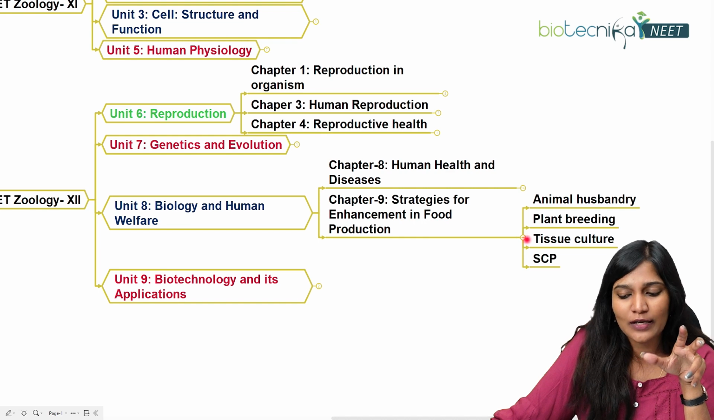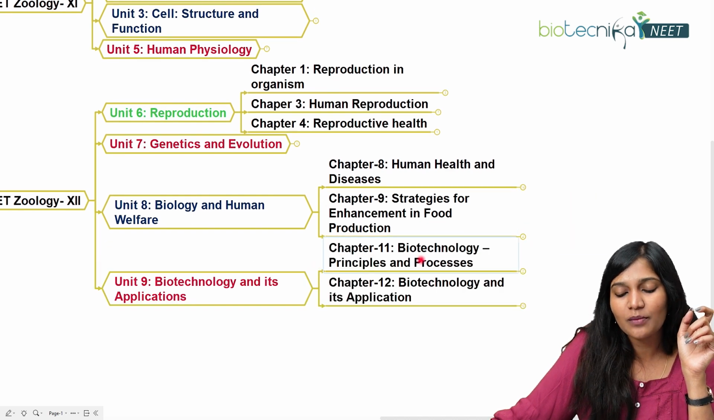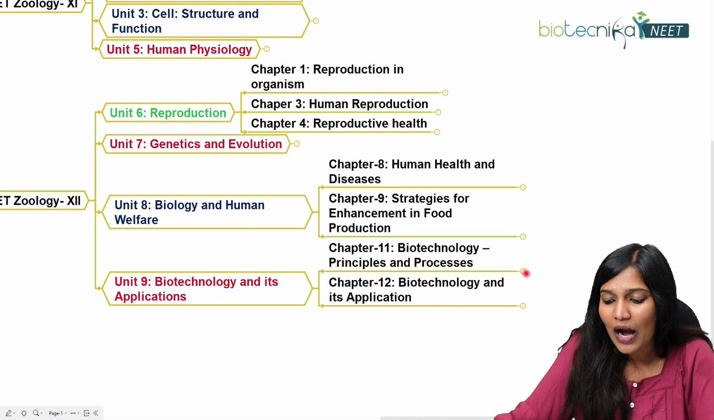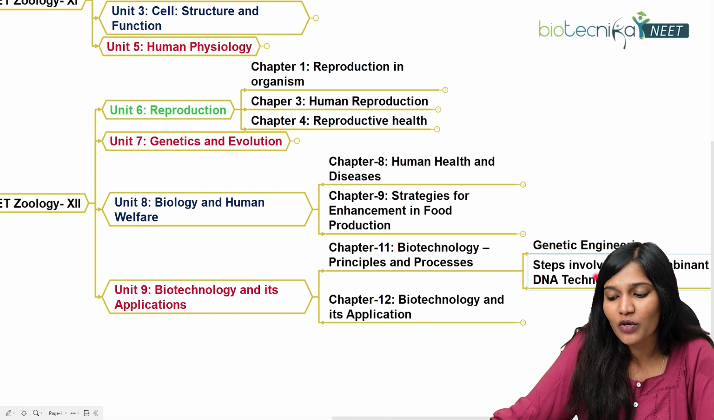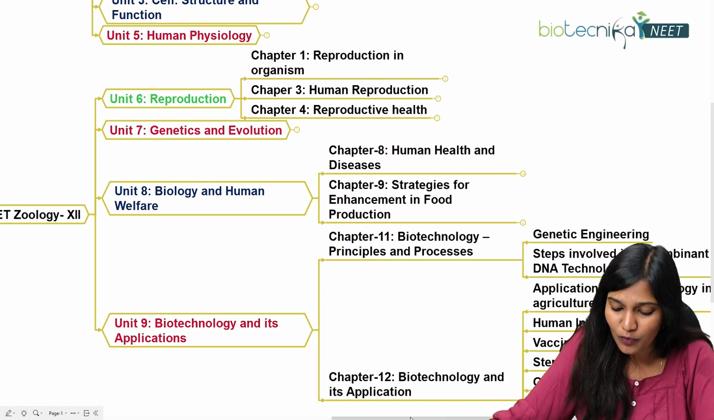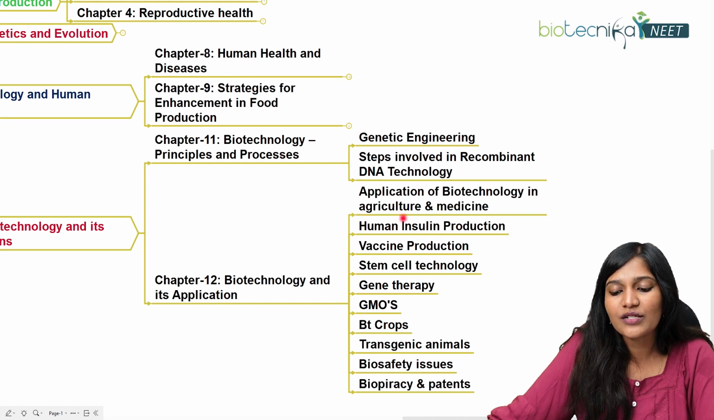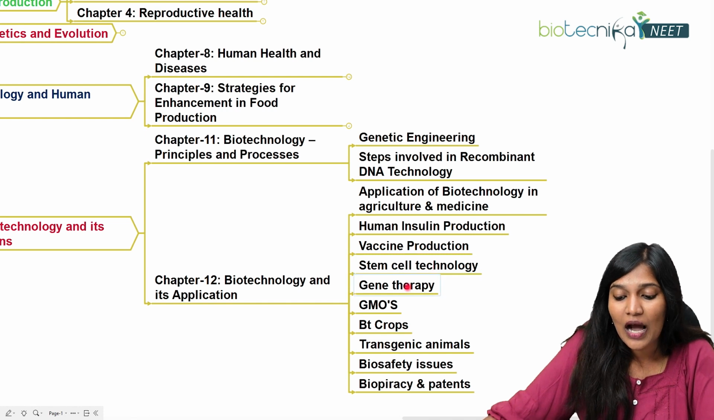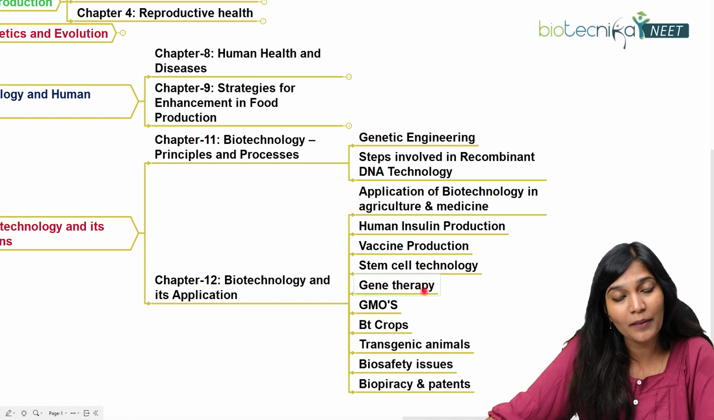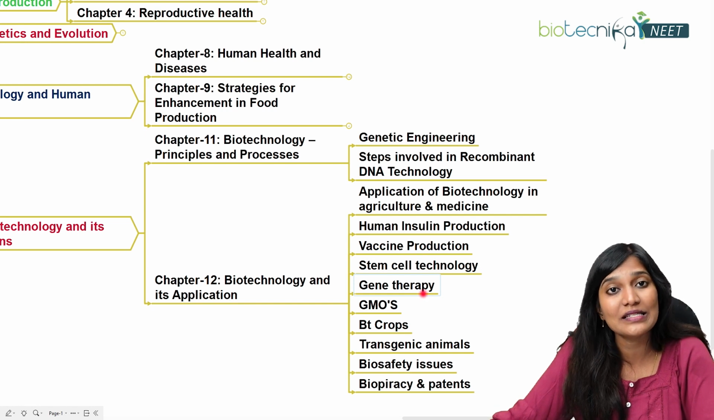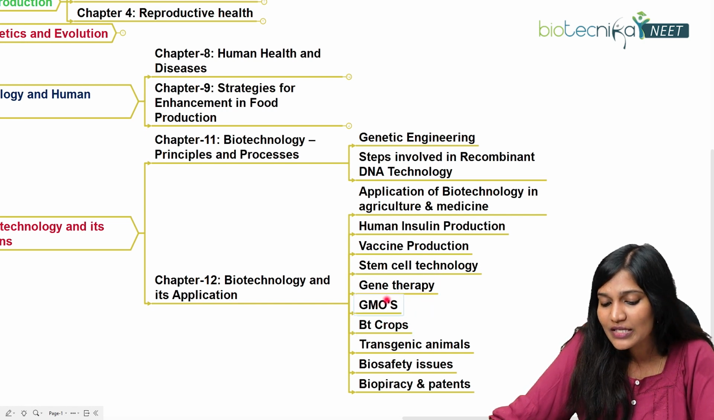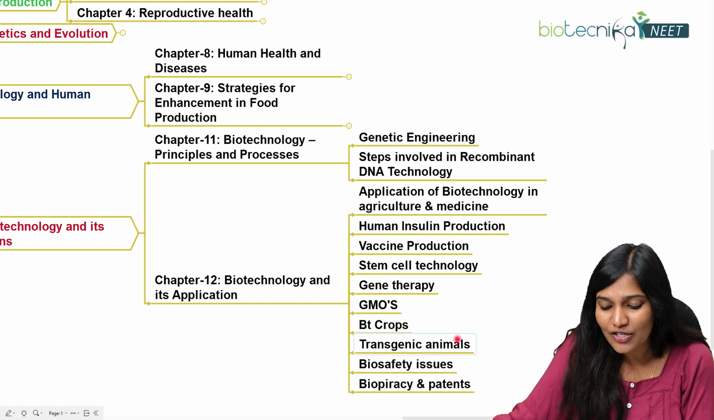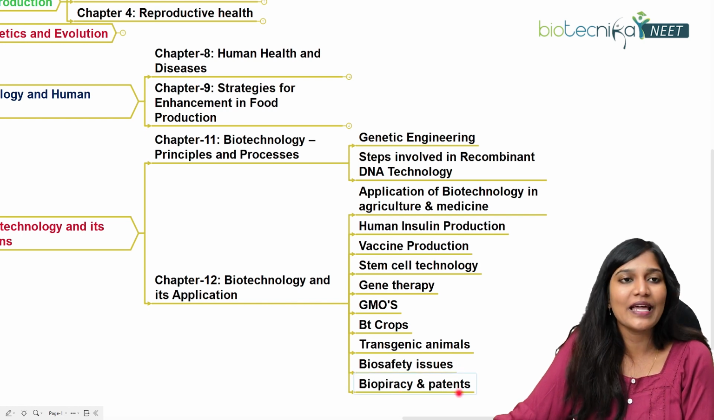You can expect pluripotency questions in this one. Of course, biotechnology, the easiest one if you understand it. If you're not understanding, see it in the form of a video. You can really understand how recombinant DNA technology functions, what the steps involved are, and of course, applications. Most important is application. How it is useful in agriculture, medicine, how insulin can be produced, how vaccines are produced these days, how it is helpful in stem cell therapy, gene therapy, genetically modified organisms like Bacillus thuringiensis. So you can study this along with biology in human welfare, which is in botany. BT crops, transgenic animals, biosafety, biopiracy, and patents.